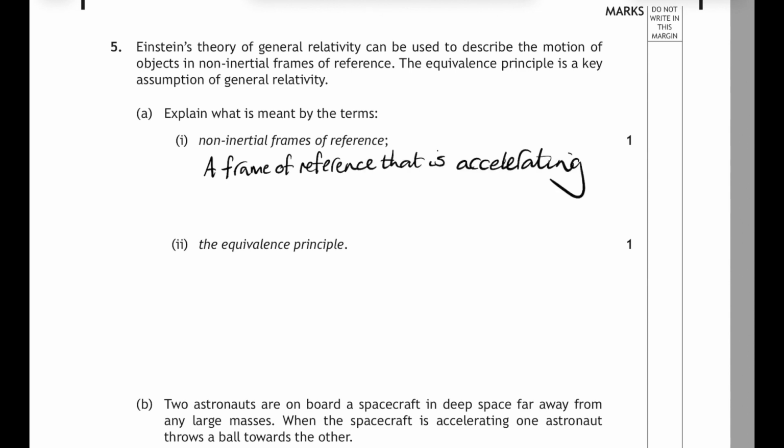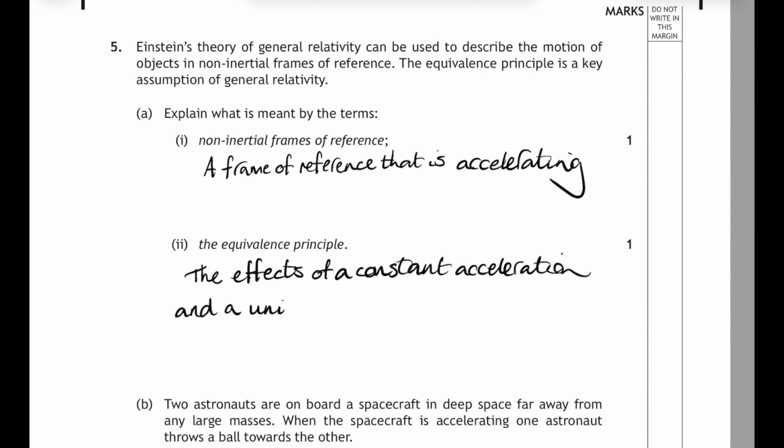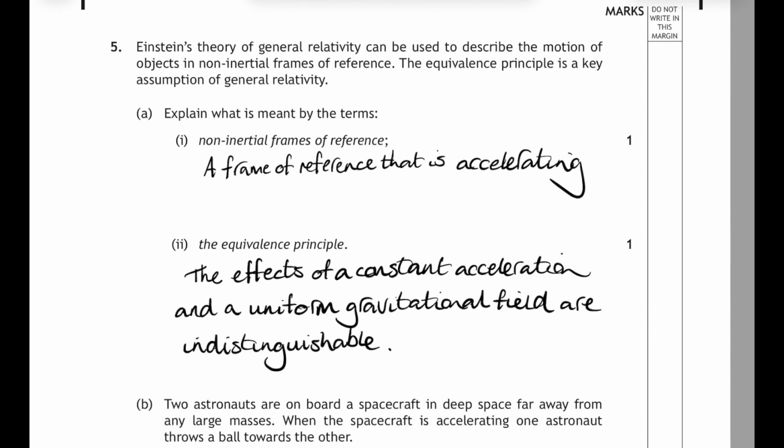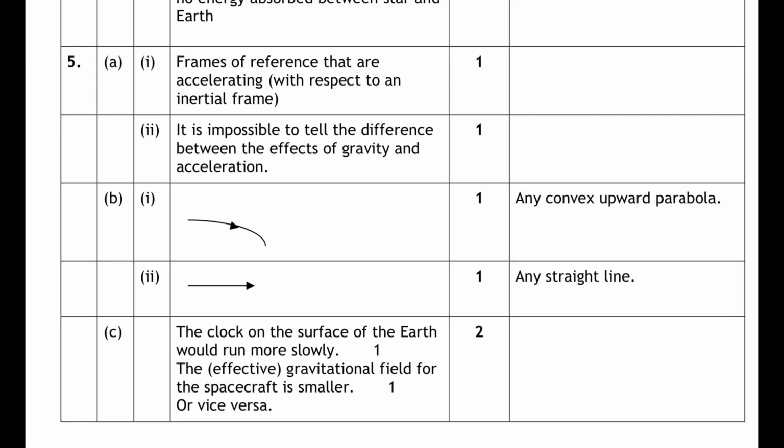And part 2, what's meant by the term the equivalence principle, well, straight from the specification document, the equivalence principle states that the effects of a constant acceleration and a uniform gravitational field are indistinguishable. There's the marking instructions for those two. And so I suppose it's a case of making sure you learn your definitions there.